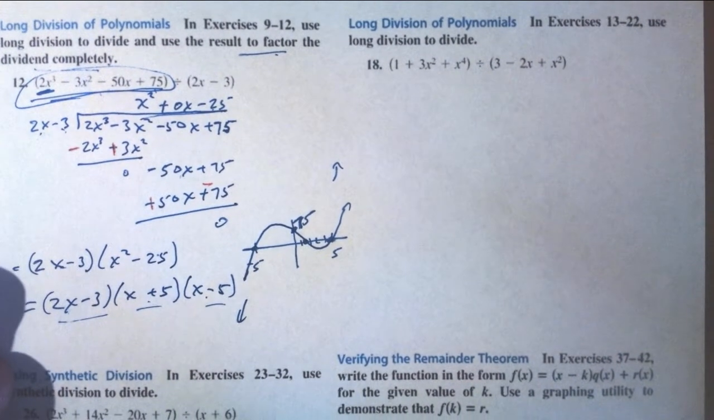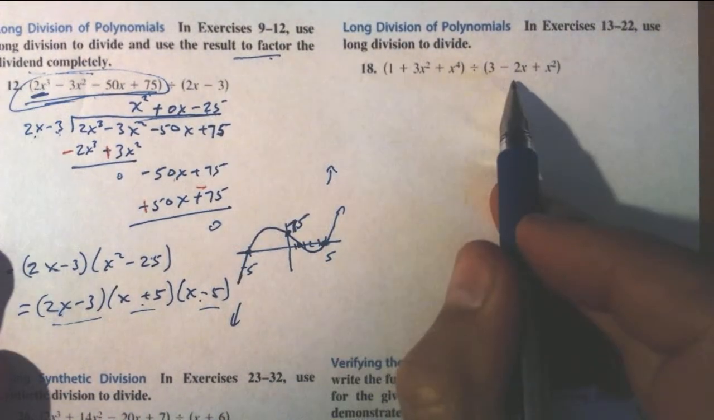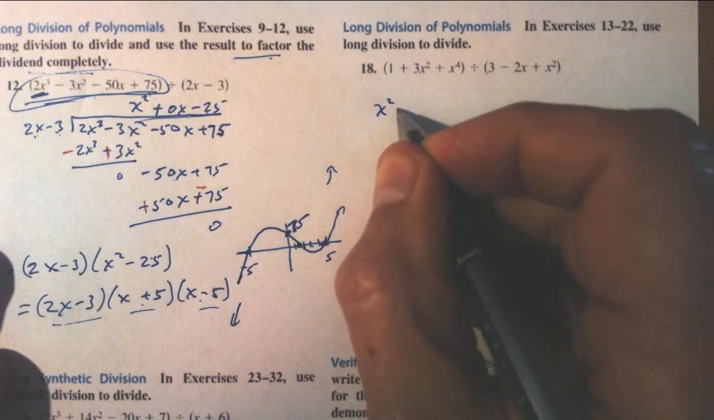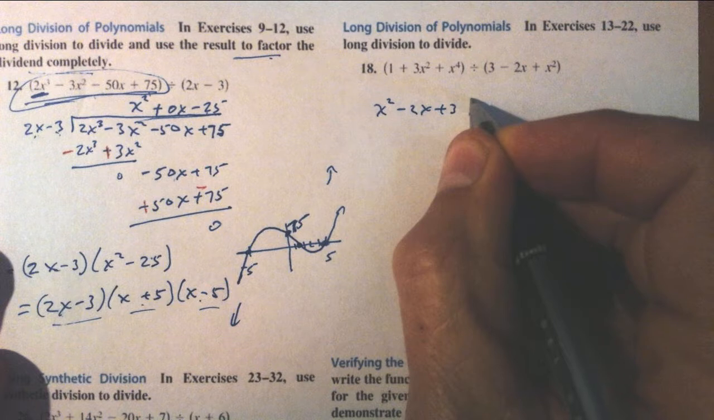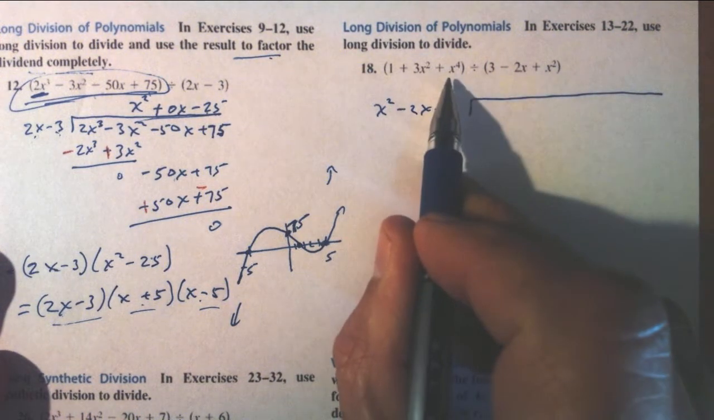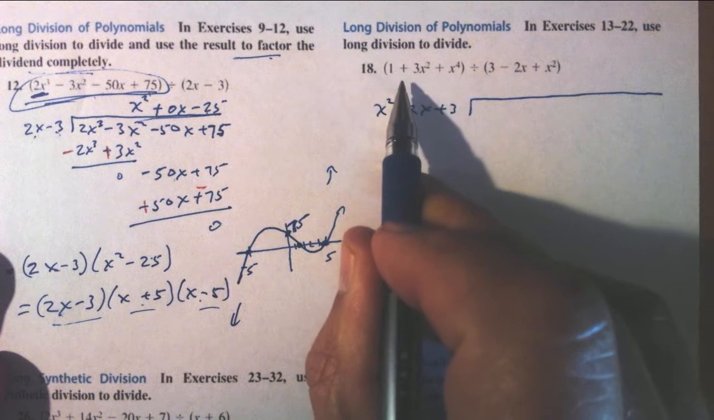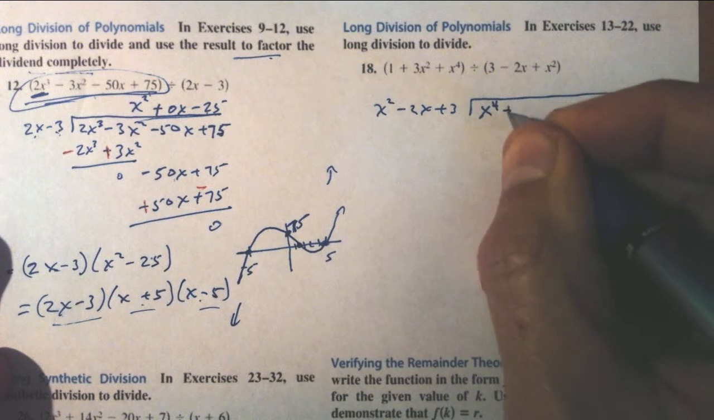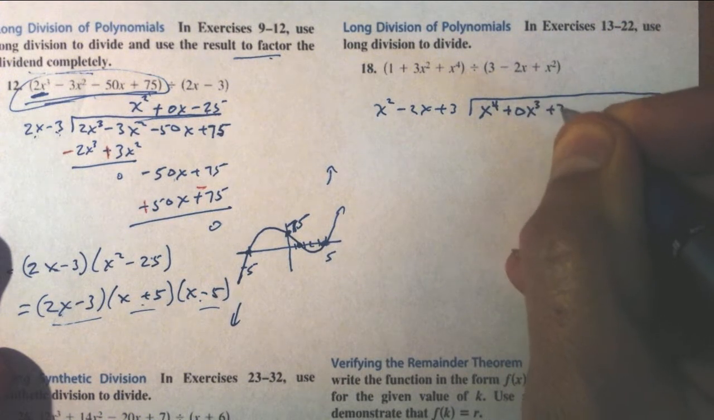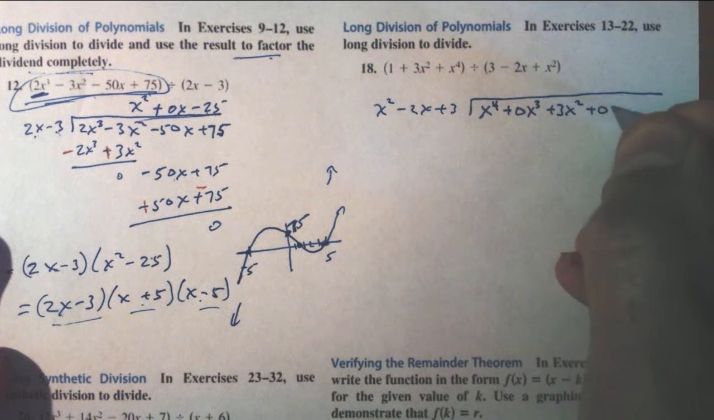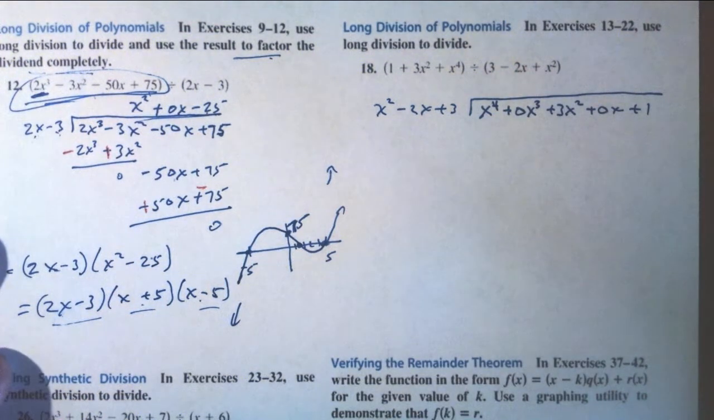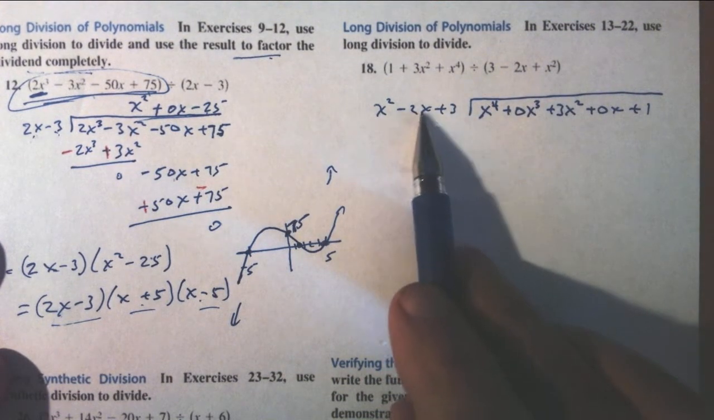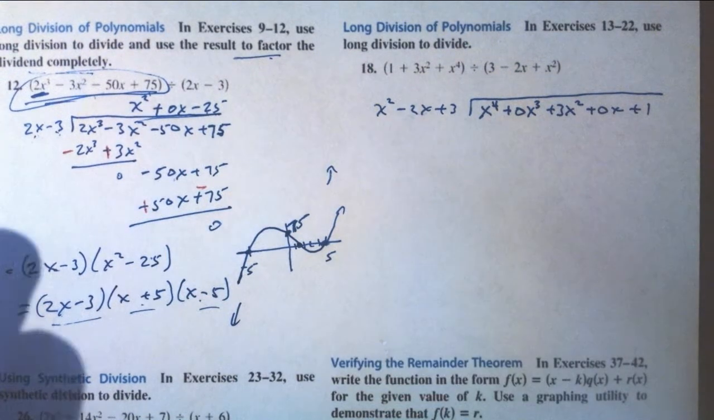Okay, number 18. Use long division to divide. So I'm going to divide this. Here we have to be careful. I'm dividing by this. I'm going to write it as x squared minus 2x plus 3. However, notice I've got an x to the fourth and no x cubes, and an x squared and no x's and a 1. I'm going to account for that. I have an x to the fourth plus no x cubes plus 3x squareds plus no x's plus 1. And if this minus 2x hadn't been here, I would put a 0x right over here. So we fill in those holes that we have.